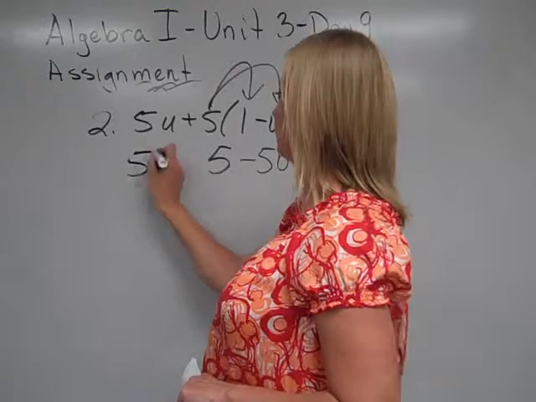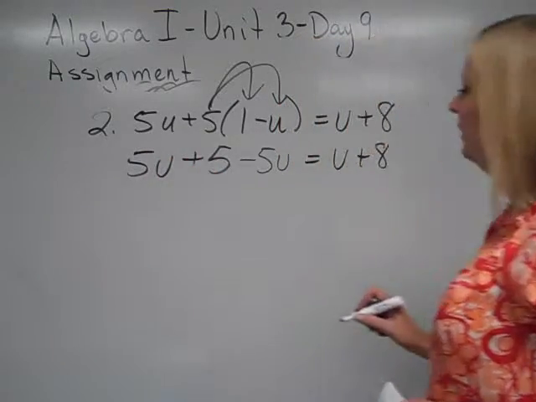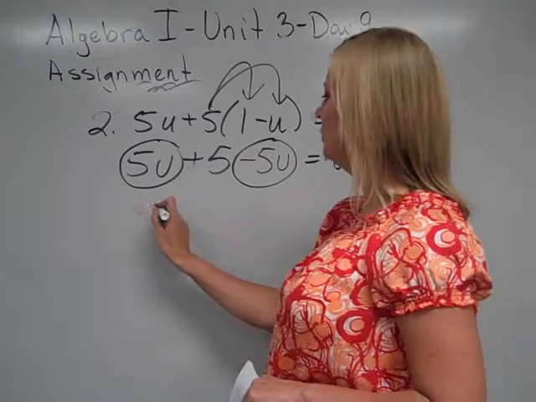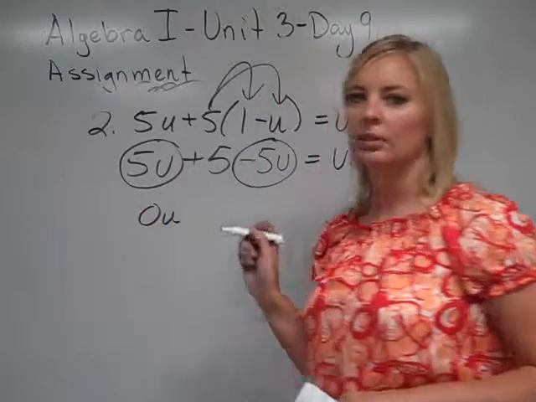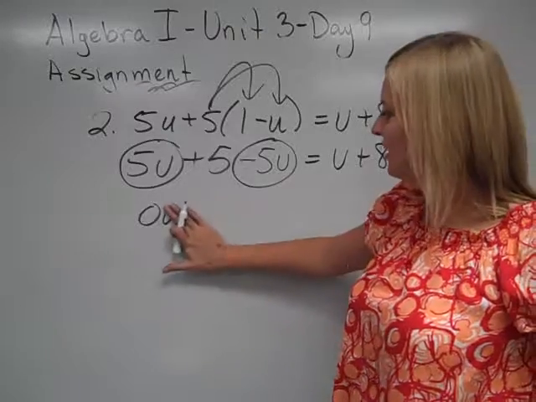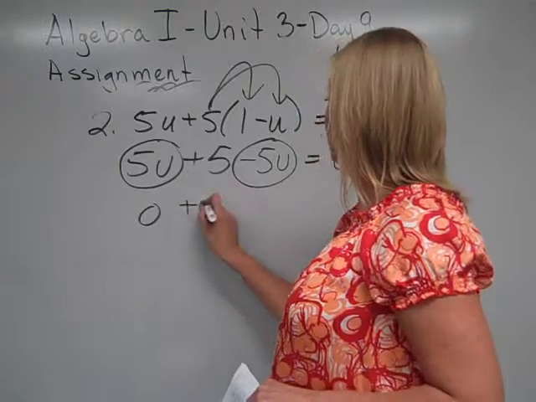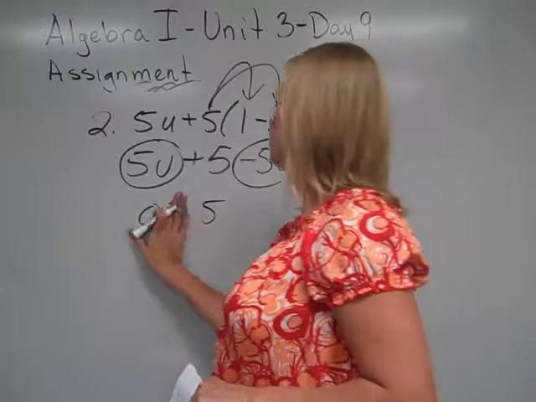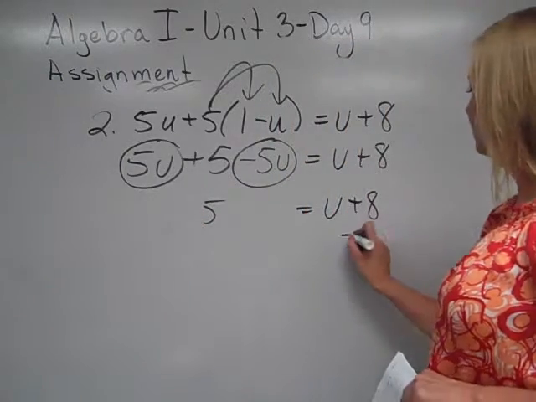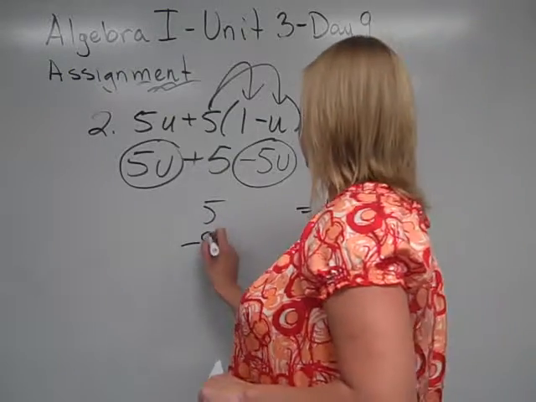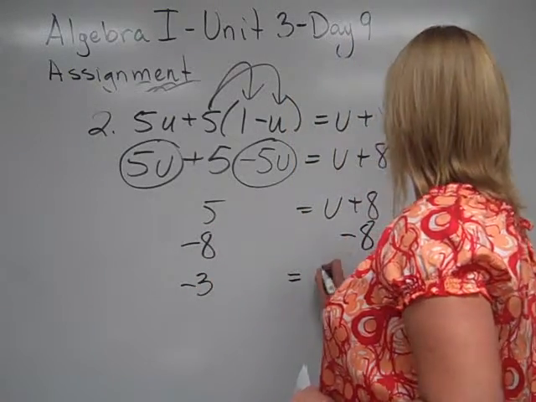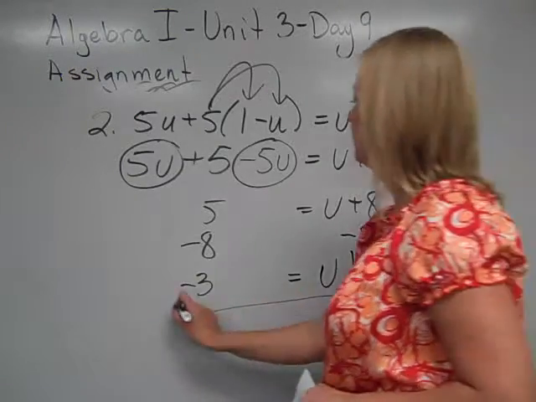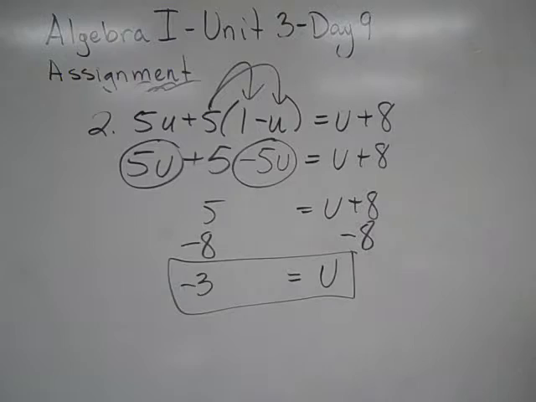Drop down your 5u. Now, let's combine like terms. 5u minus 5u is 0 u. Now, 0 times anything is just 0. 0 plus 5 is just 5. Now, let's get all of our numbers on the same side by adding the opposite. So u equals negative 3.